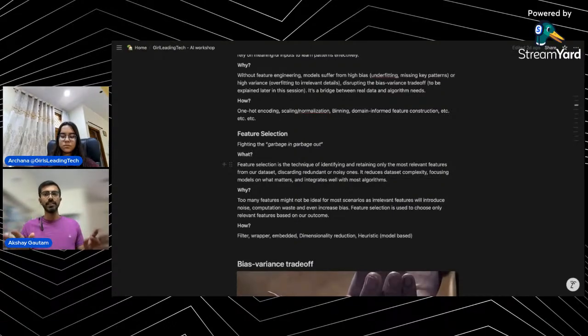These are not all, by the way. There are more and more and more methods. There are hundreds of methods of feature engineering and selection. These are some of the most common ones I'm talking about. I would encourage you to read about this on your own using AI models or whatever you like to read about.